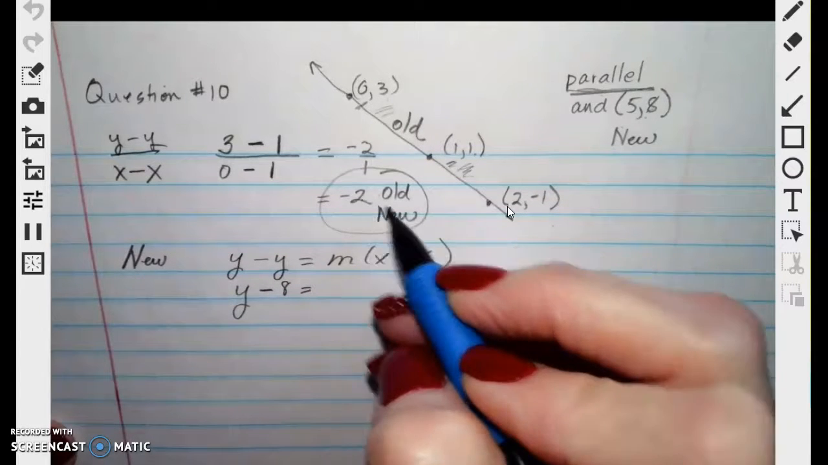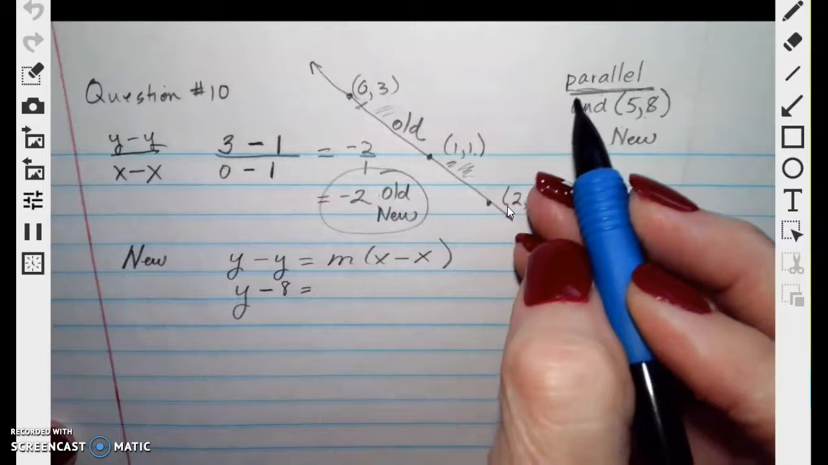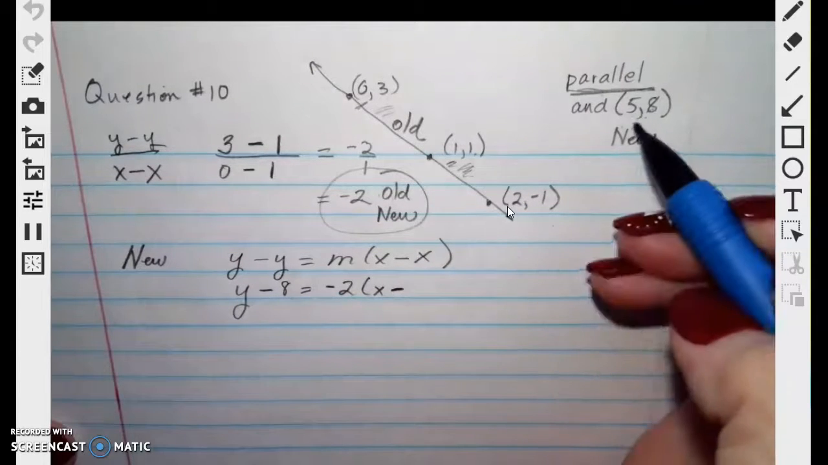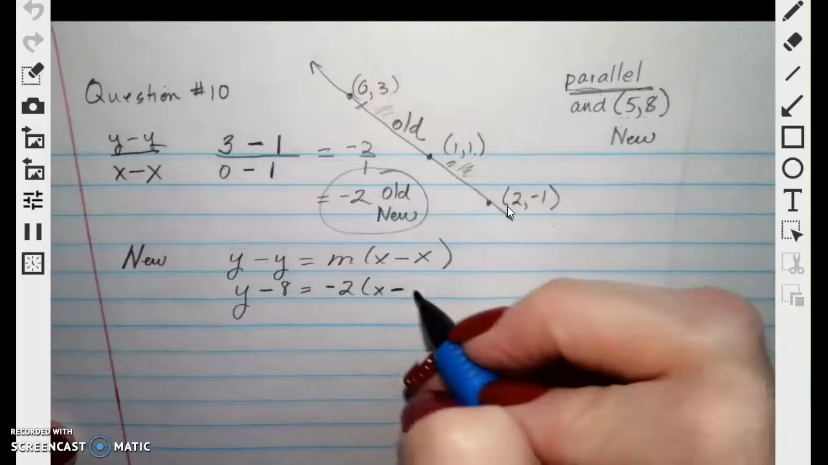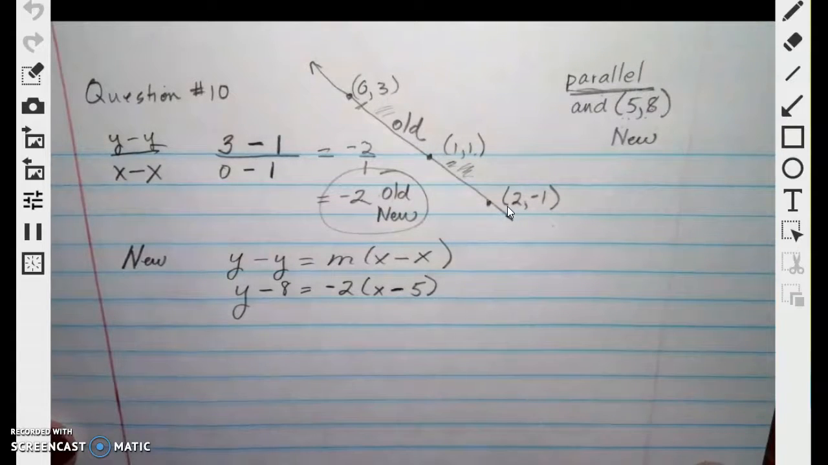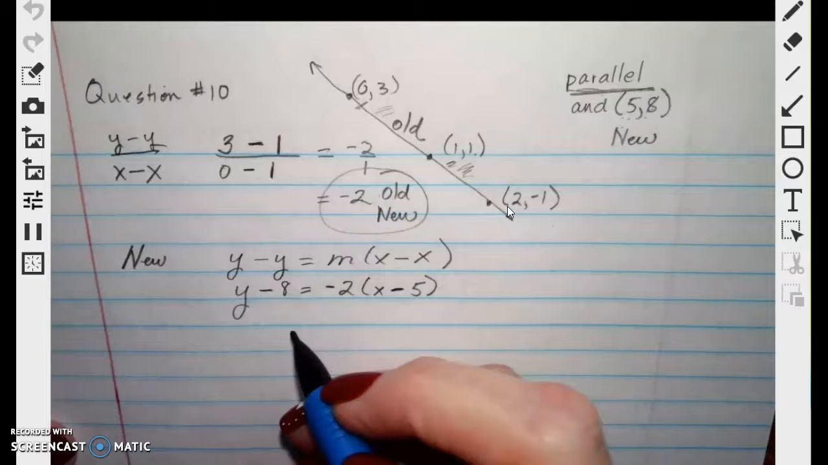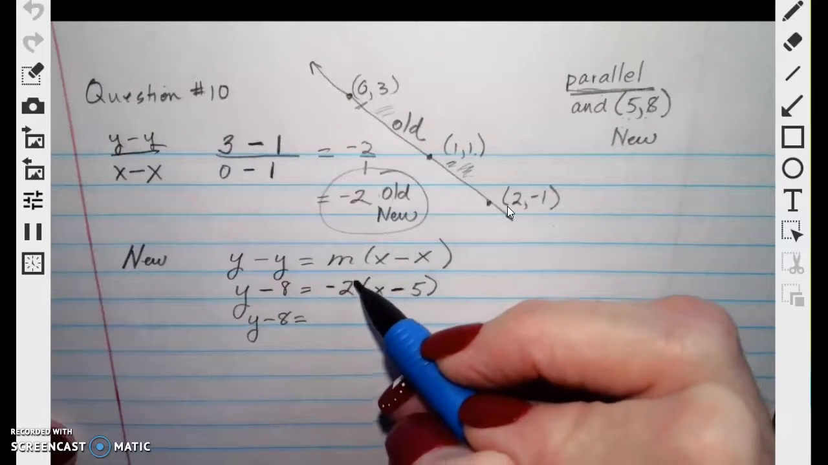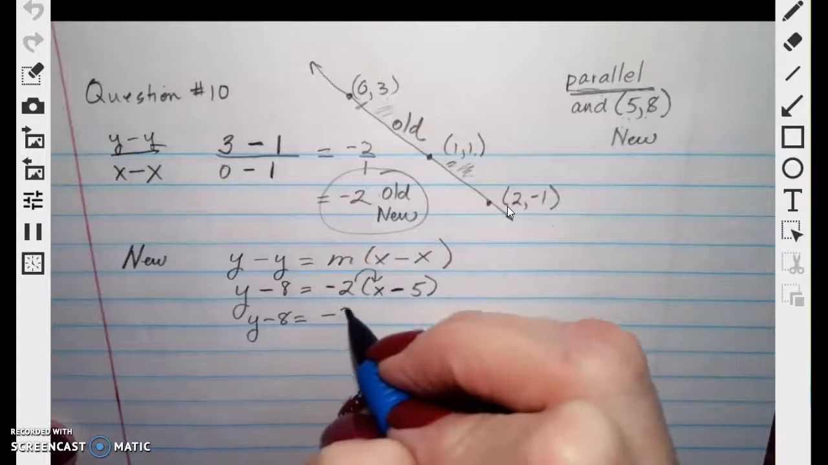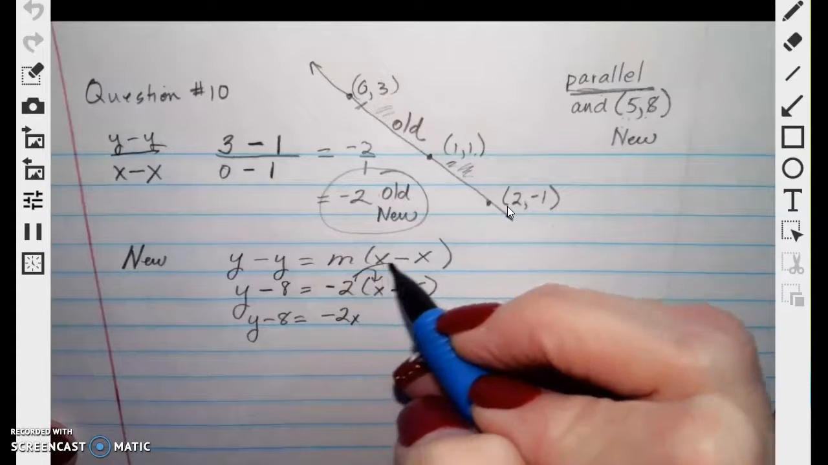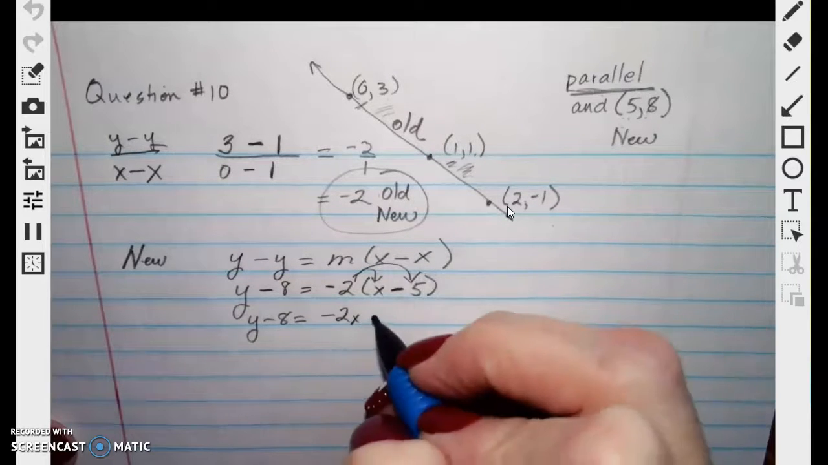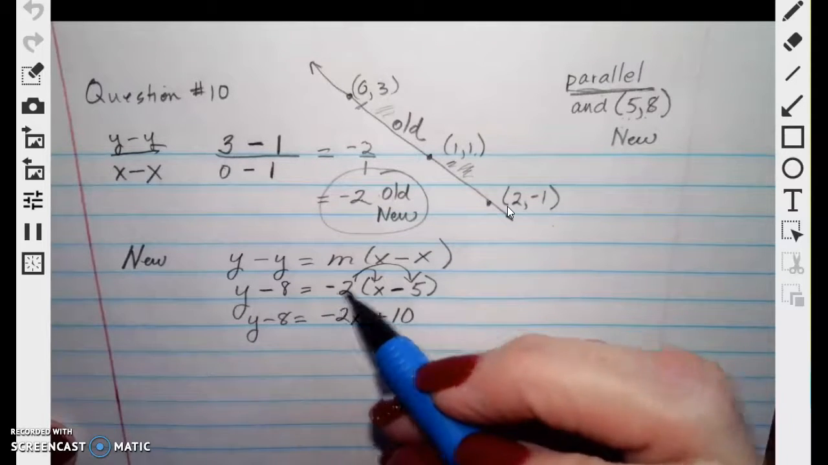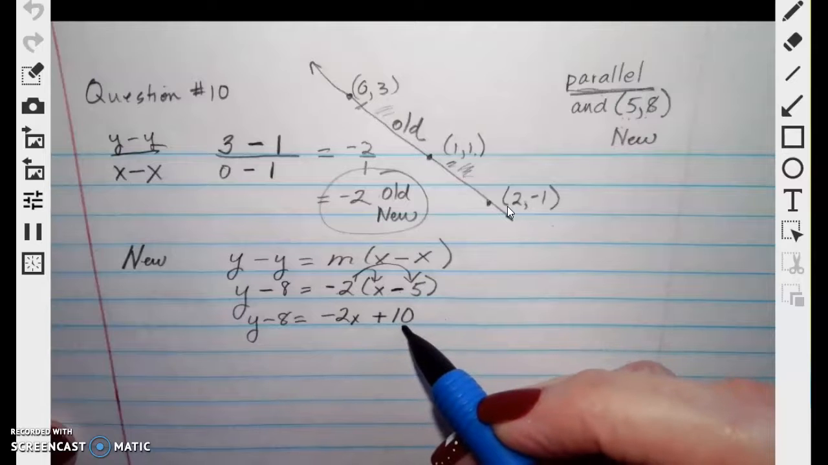What's my new slope? Well, it's the same as my old slope because it's parallel. So we're going to put a negative 2. X minus, what is my new point? That is a 5. How do I finish? Well, y minus 8. Let's distribute negative 2 times x, negative 2x, negative 2 times negative 5, positive 10, sorry. Negative times negative is a positive.